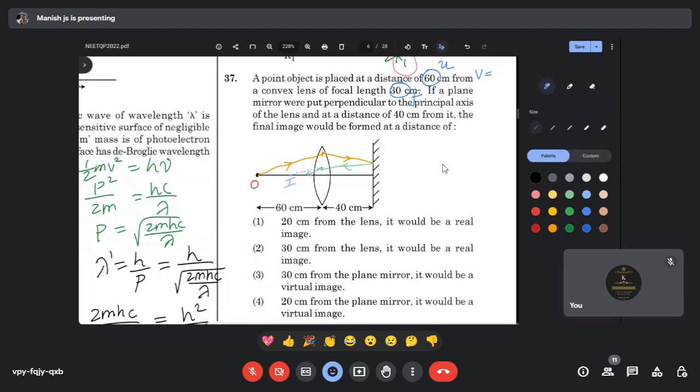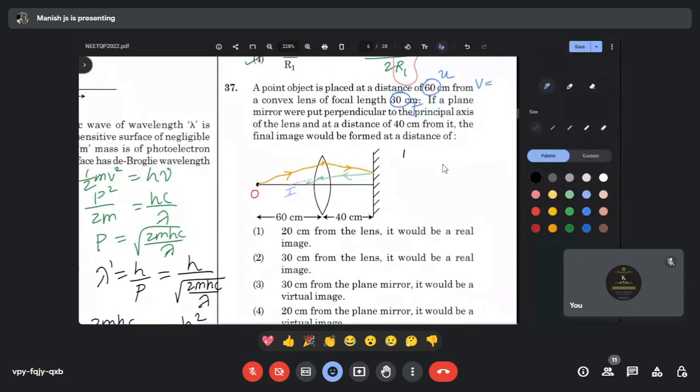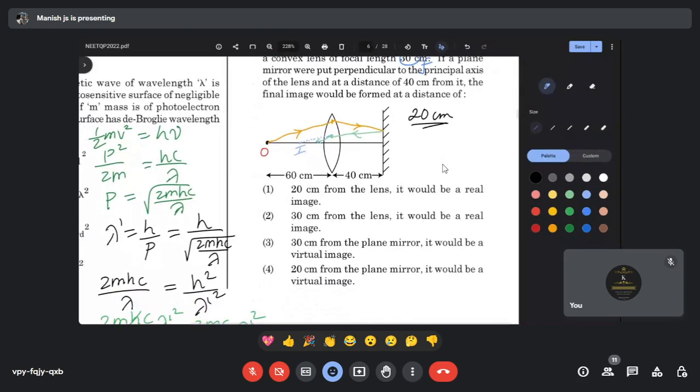How much are you getting? Three by 60, 1 by 20. Okay. So you said 1 by 20 before you took the reciprocal, or after? Before reciprocal. Okay, after you take the reciprocal, what do you get? 20. Okay, correct. You will get 20 centimeters.